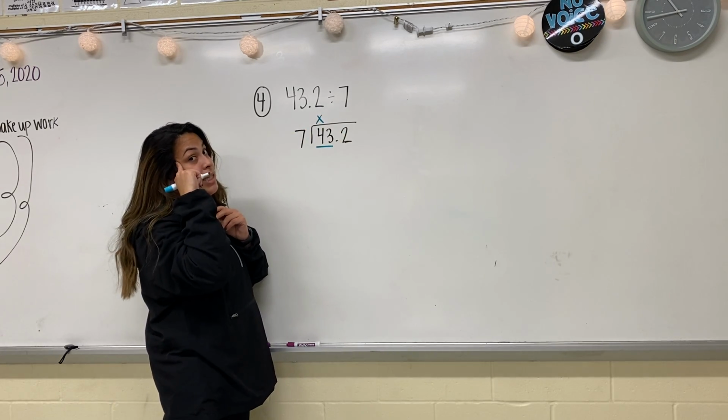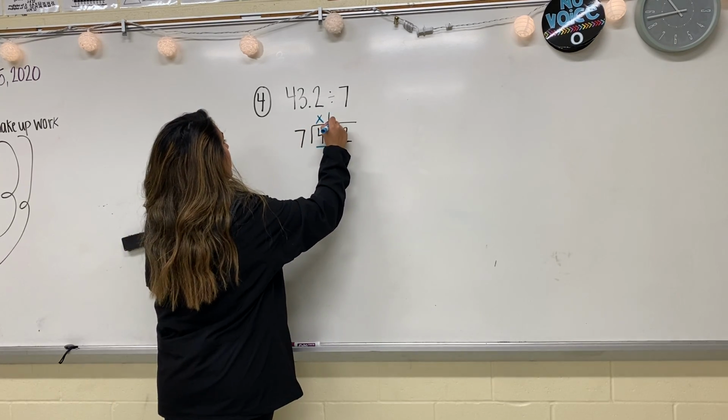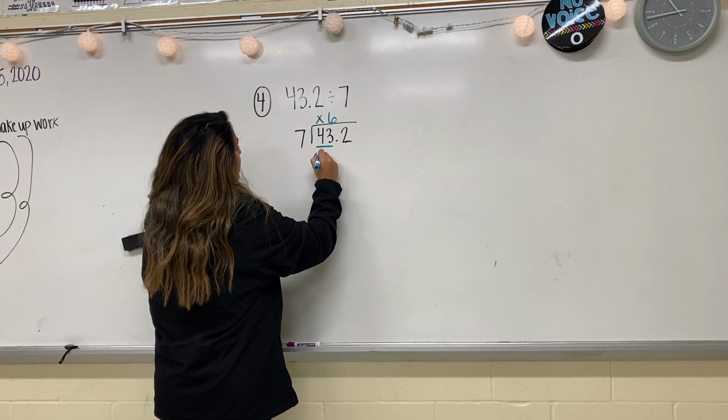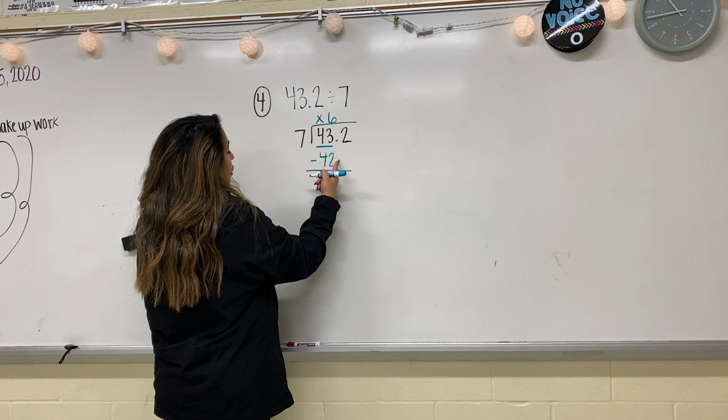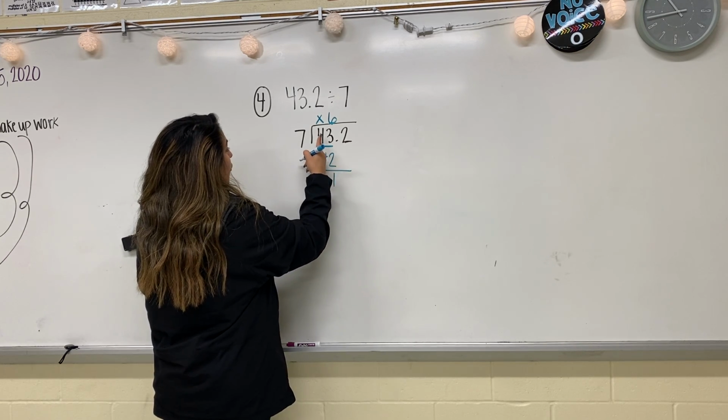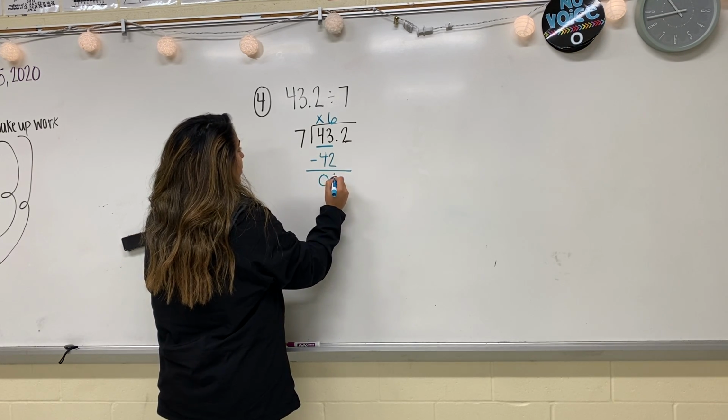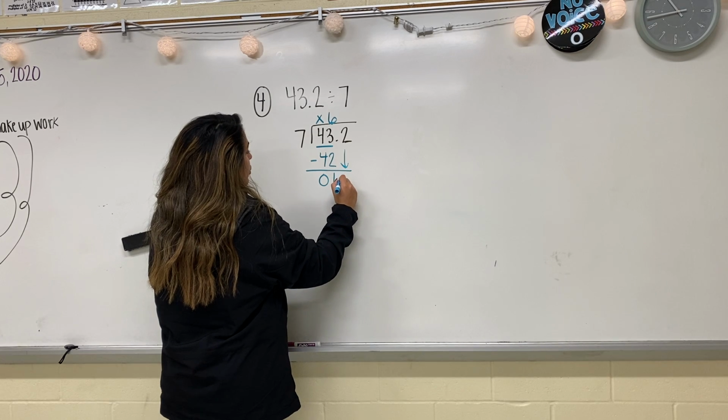Because again, I'm using my basic math facts for this. 6 times 7 is 42. 3 minus 2 is 1. 4 minus 4 is 0. Bring down the 2.